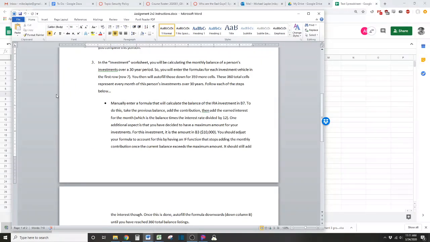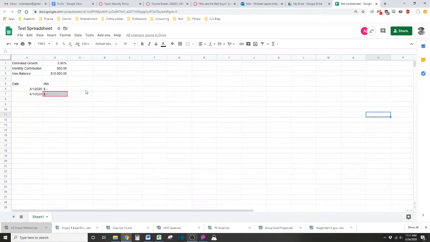Then I pop back to the description, and I'm pointing out that the second part is adding the contribution. So I told her to go back in, and right now she has B6 in there currently, and I told her to add B2, which is the monthly contribution.